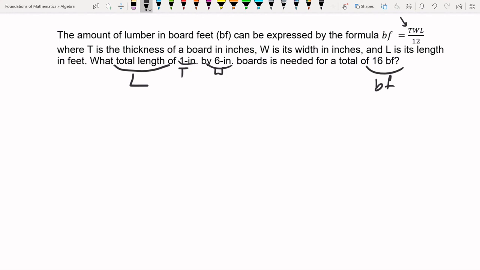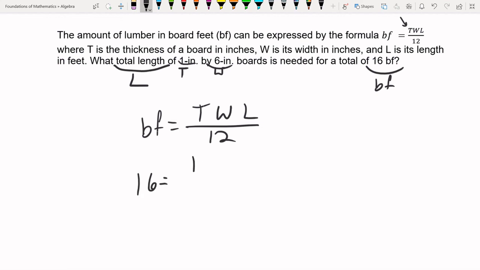So again, you may not know what to do here, but we're given a formula. The board feet equals T times W times L over 12. And we know what pieces of this formula are. The board feet is 16. T is 1. W is 6. And L is what we're trying to find. So that's just going to be a variable L. And this is over 12.